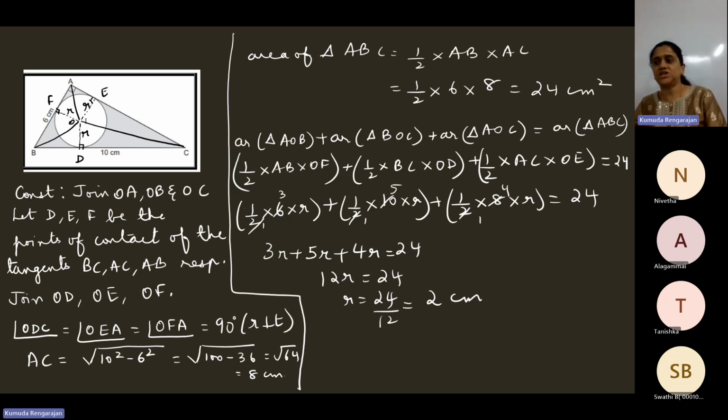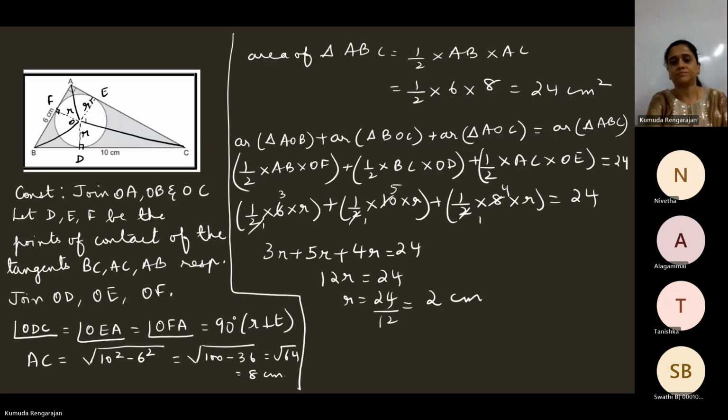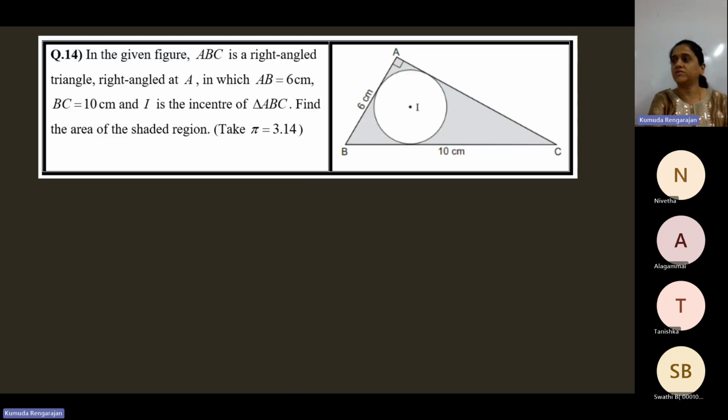You have to find the area of the shaded region, which is the area of the triangle minus area of the circle. So find the area of the circle and complete the answer. Take pi as 3.14. It's given in the question.